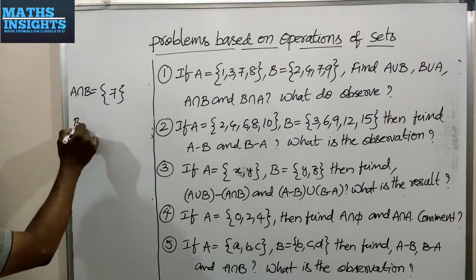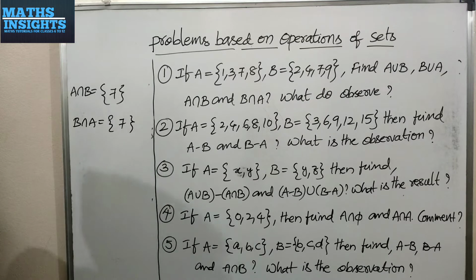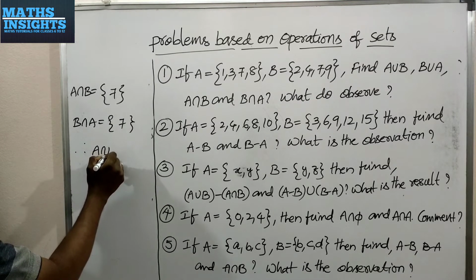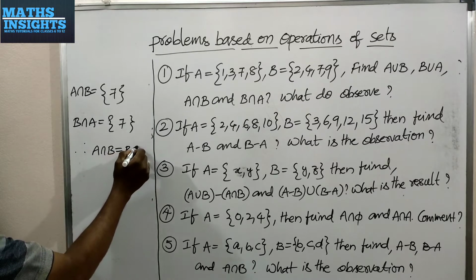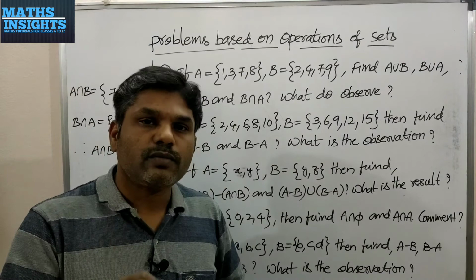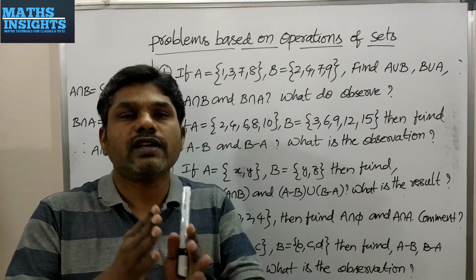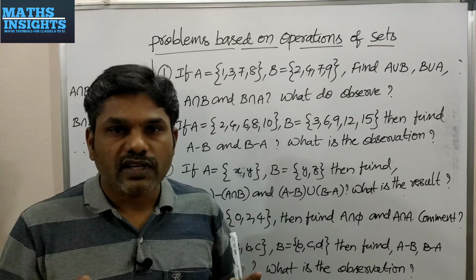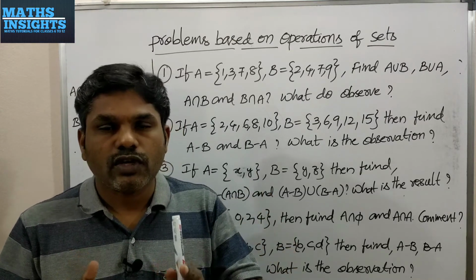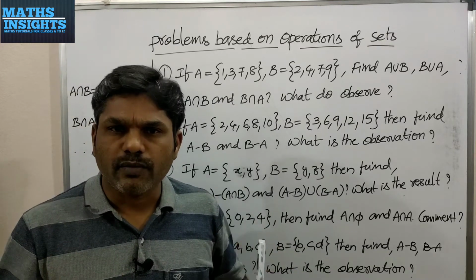If you do B intersection A also, you will get the same set. Therefore you will conclude that A intersection B is also equal to B intersection A. Therefore from the first problem we will conclude that A union B is always equal to B union A. Similarly, A intersection B is always equal to B intersection A, whatever the elements of A and B.